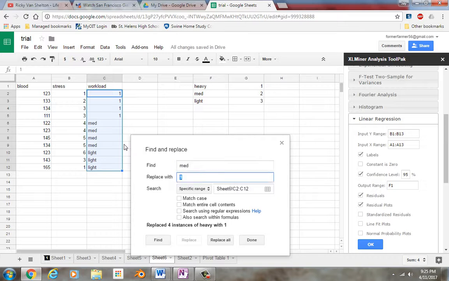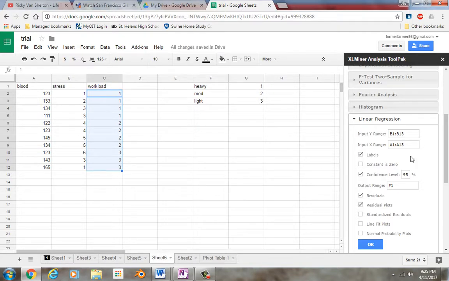or medium rather. Be careful. I couldn't find it. How about that? Alright, so once we got it done, here's our regression.